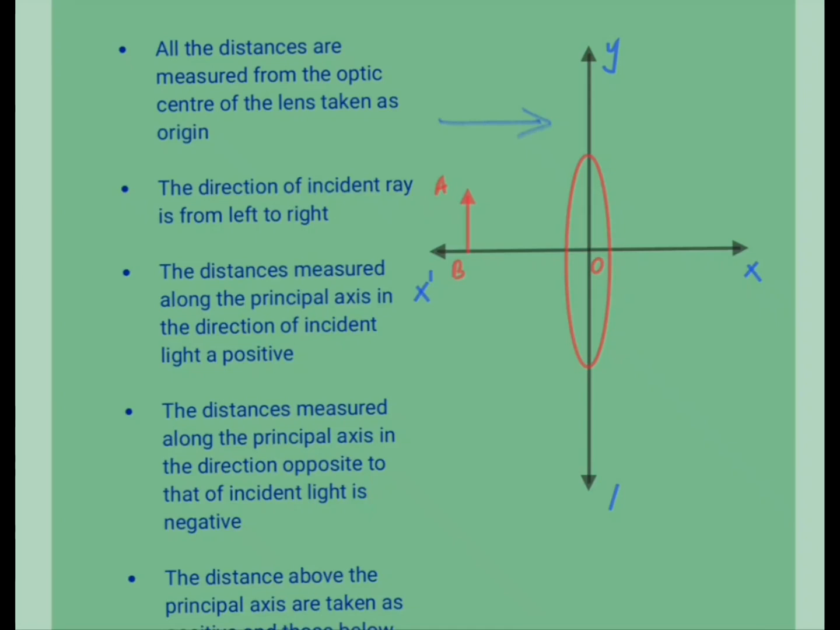So it doesn't mean that we can't place the object on the right side. We can of course place it on the right side, but the rules or the sign convention will be different when we are placing it on the right side. Okay, so always keep the object on the left side so that the incident ray, meaning the ray which is coming from the object, is in the direction from left to right. So that is the next rule which you have to keep in mind.